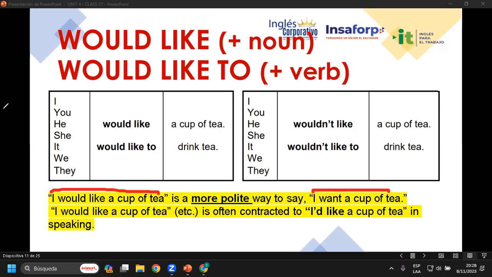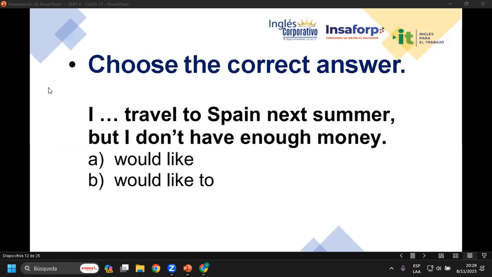Y recuerden, pueden usar la contraction. Pero si van a usar contraction, por favor, exageren la pronunciación. ¿Ok? I'd. Now, let's continue. Vamos a hacer una pequeña practice, everyone.